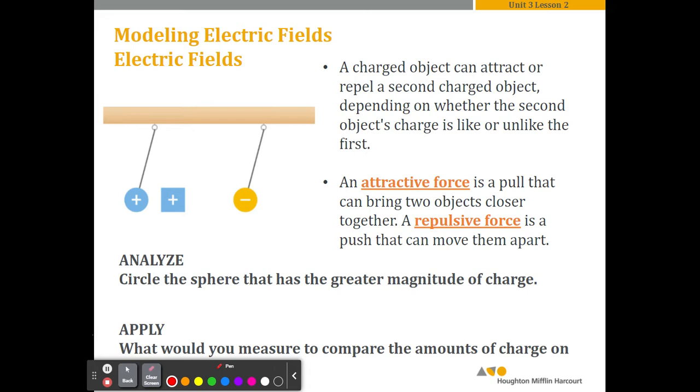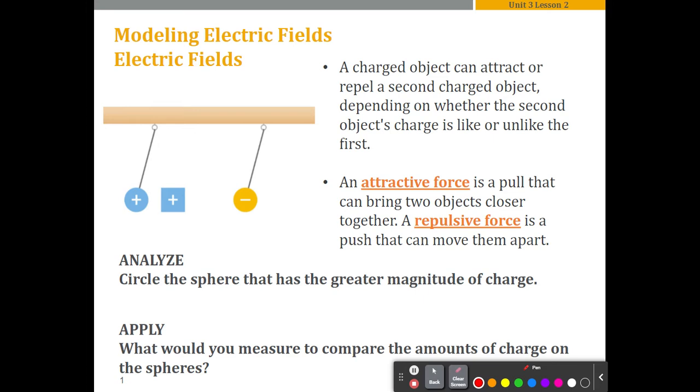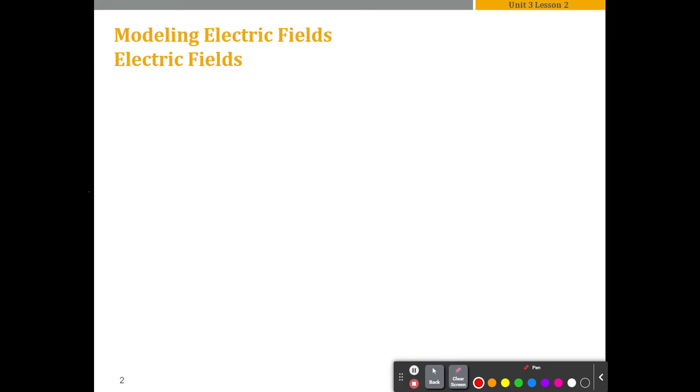What would you measure to compare the amounts of charge on the spheres? Well, we could measure the distance, and we could compare the charge of one sphere to another. Just like in this example, if we get the same angle of the string, so we know that the same lateral force, side to side, is being applied to each of the balls, then we could say, okay, whichever one is farther away has a greater charge on it. We can't measure in terms of numbers, but we can compare.